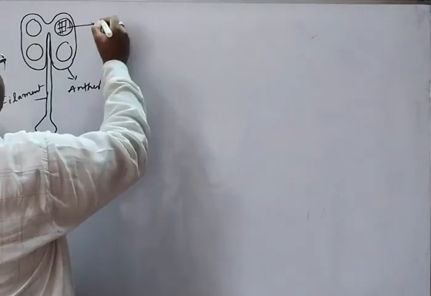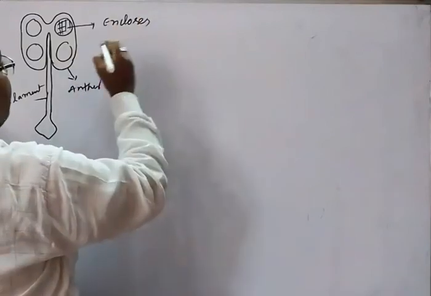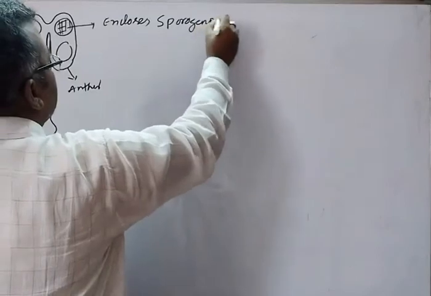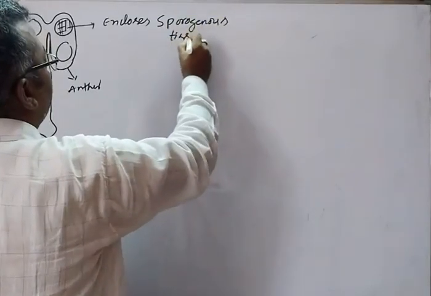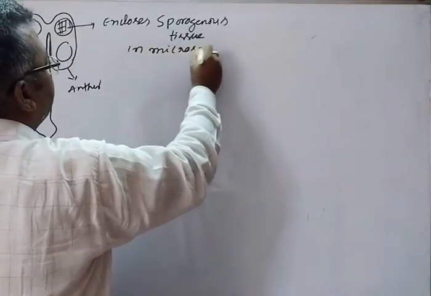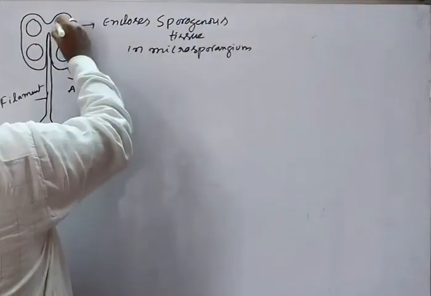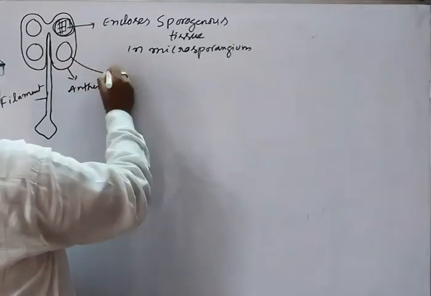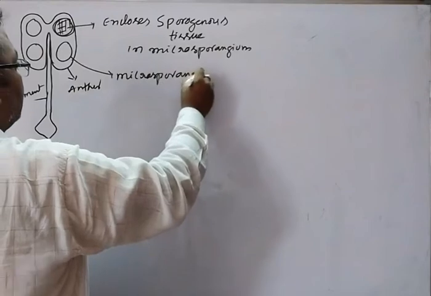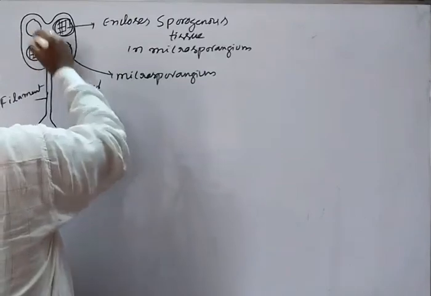encloses sporogenous tissue in microsporangium. This is called microsporangium. It is filled with sporogenous tissue.